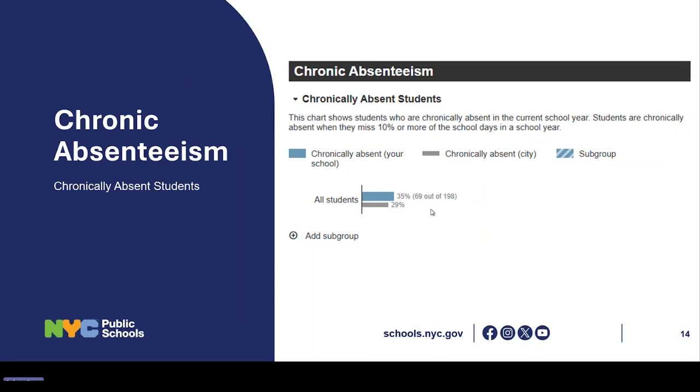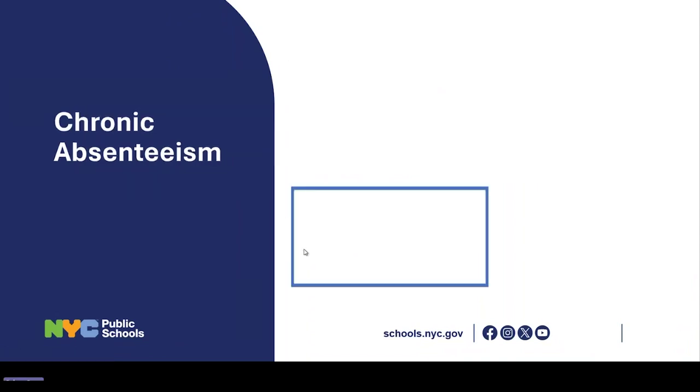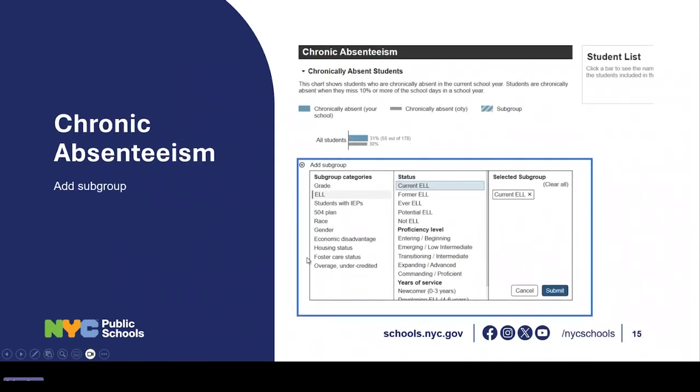You can compare your students' chronic absenteeism rate with a particular subgroup of students by adding a subgroup. To do that, you can click on the Add Subgroup button. When you click on the button, you're able to view the default Insight subgroup menu, which includes grade, EL status, gender, students with IEP, and after you have selected a subgroup you would like to focus on, you could then select Submit.